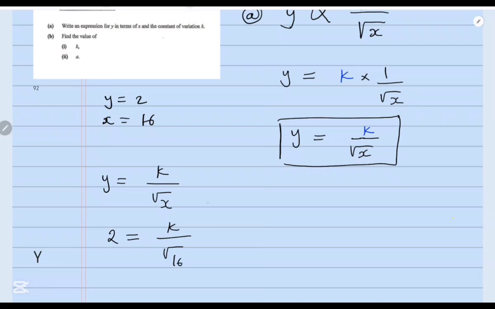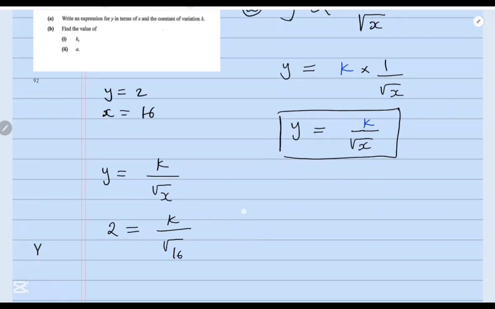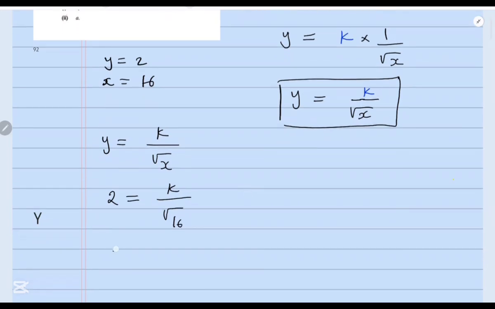From here we can say 2 is equal to k over root of 16, which is 4, because 4 times 4 is 16. Cross multiply, and our k is equal to 4 multiplied by 2, which is 8. That's the value for k.